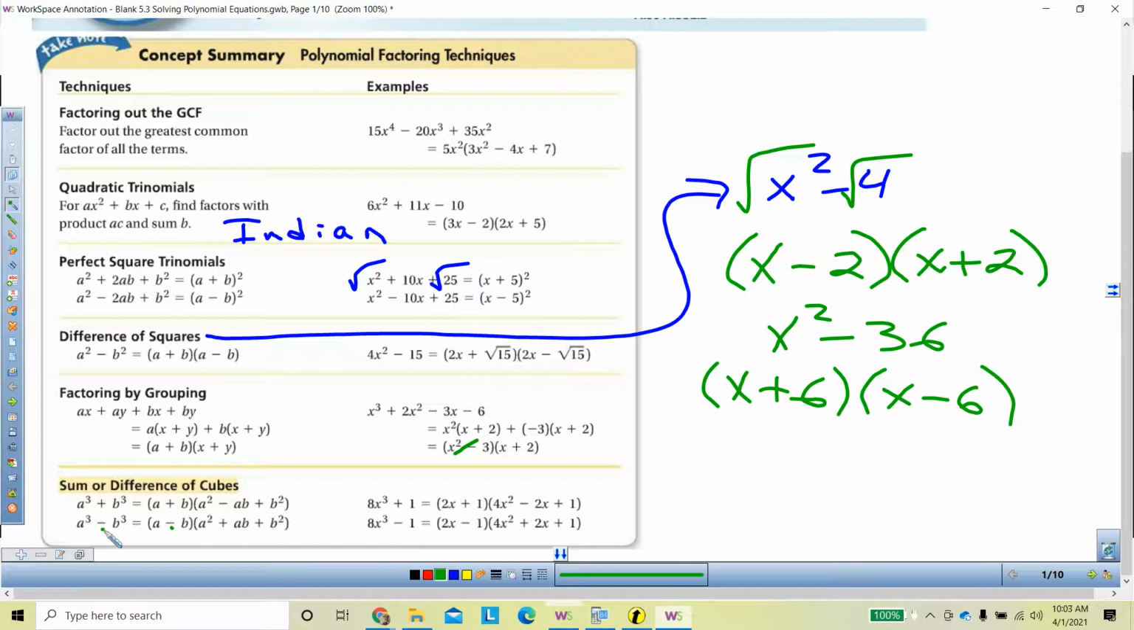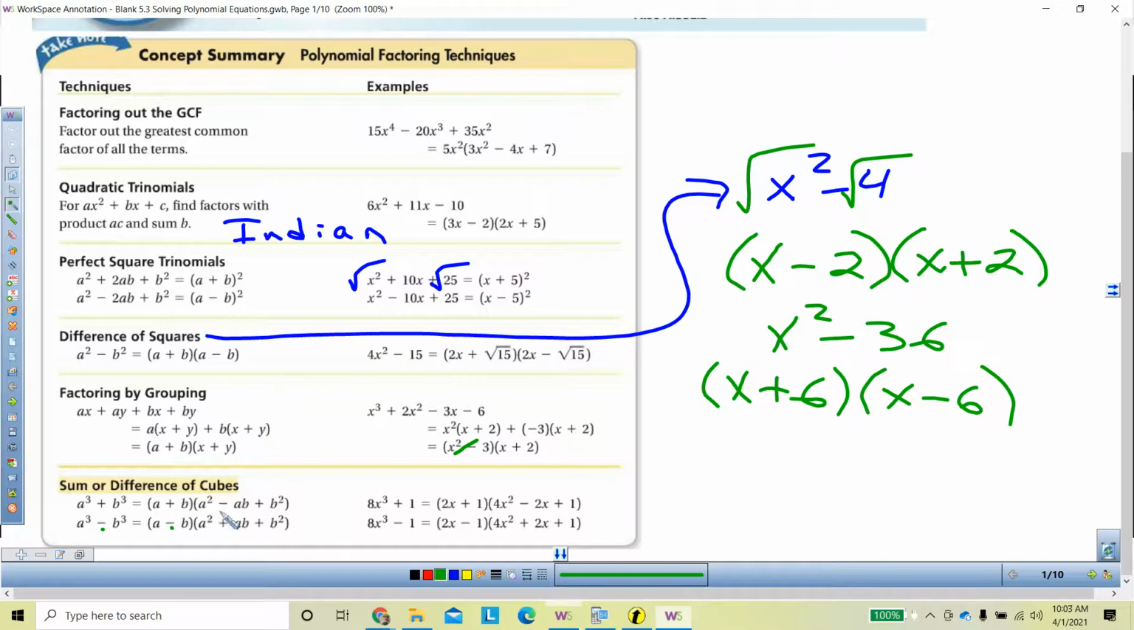We go from a cubed to a, we go from b cubed to b, right here in the parentheses. And then we take the a term and we square it to get a squared. Then we multiply the a and the b. And even though we get positive ab right here, because there's a negative in the formula, that negative holds true always.